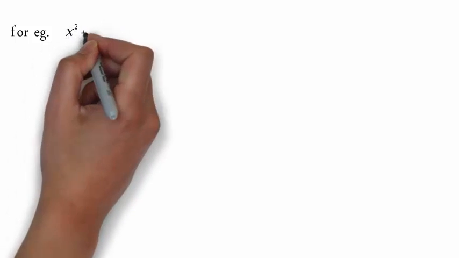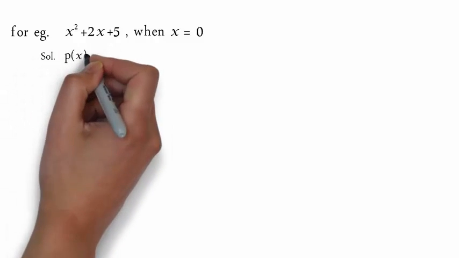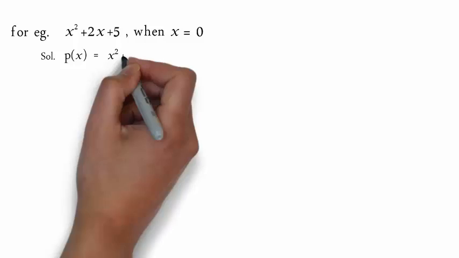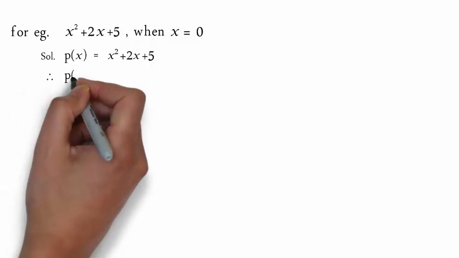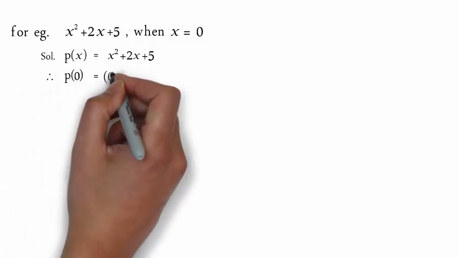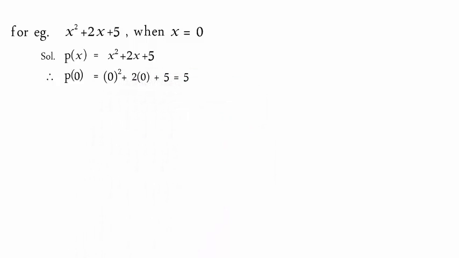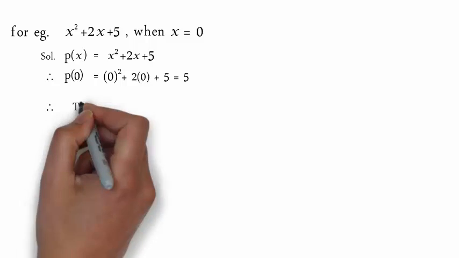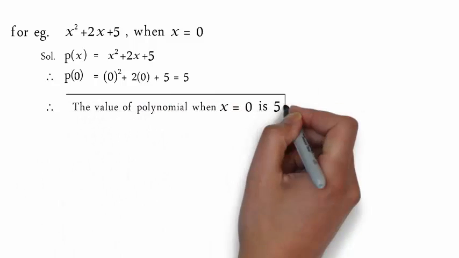For example, find the value of x squared plus 2x plus 5 when x is equal to 0. Solution: p of x is equal to x squared plus 2x plus 5. Let's put x is equal to 0 in the equation. Therefore, p of 0 is equal to 0 squared plus 2 into 0 plus 5, which is equal to 5. Therefore, the value of the polynomial when x is 0 is 5.